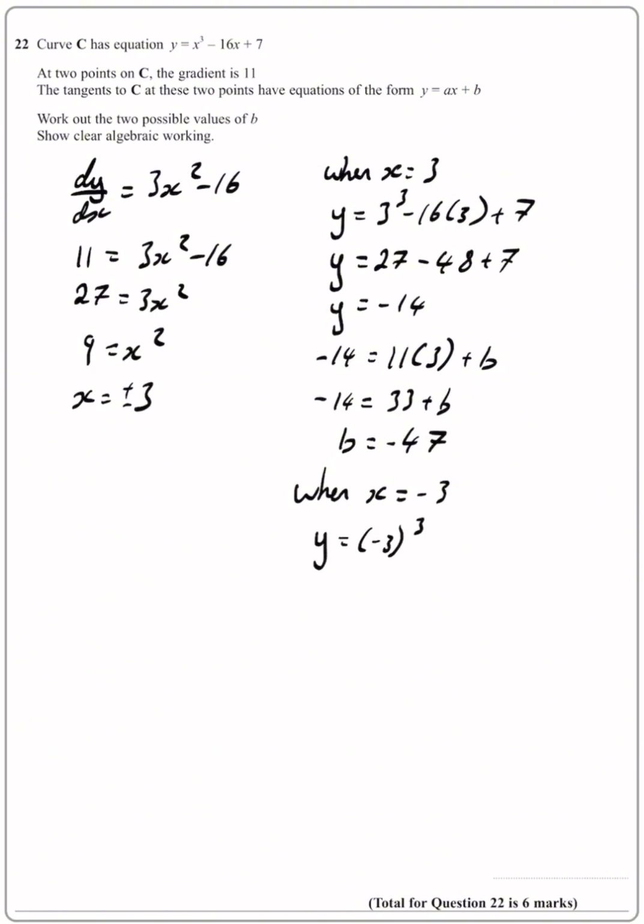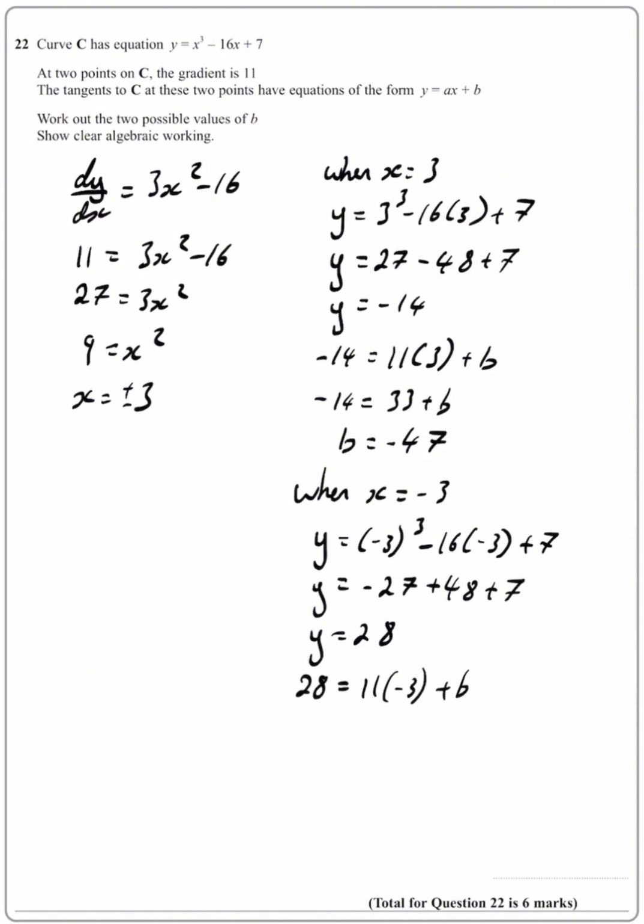For the other point, when x is negative 3, substitute that into the original equation of the curve, and we get y is equal to 28 once you calculate that. Now the equation, again, of the tangent y equals ax plus b, I'm going to substitute negative 3, 28 into it and solve the equation. So 28 equals 11 lots of negative 3 plus b. 28 equals negative 33 plus b. Add 33 to both sides, we get b equals 61. So the two possible values of b are negative 47 and 61.